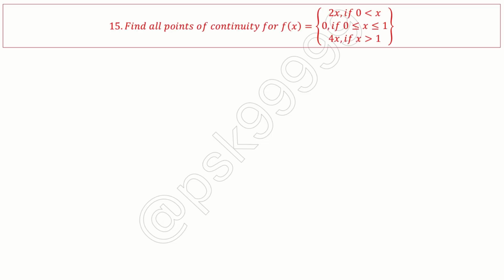Okay, next. Again, almost a similar function. So where is the point of contention? First you check that. Sorry, this should be x less than 0, I think. This should be reversed. So x is less than 0, it is 2x. Between 0 and 1, it is 0. And x greater than 1, it is 4x. So the point of contention is at 0 and 1.